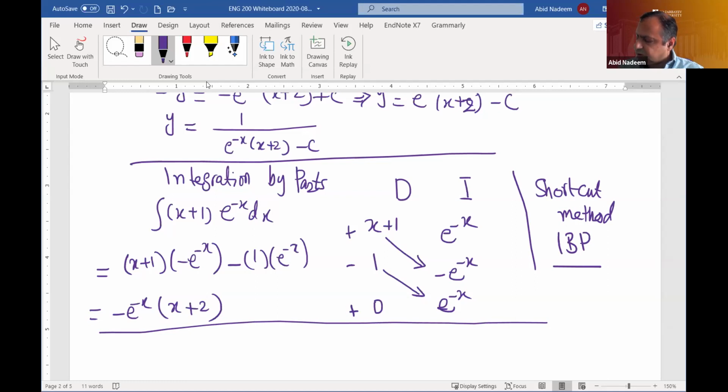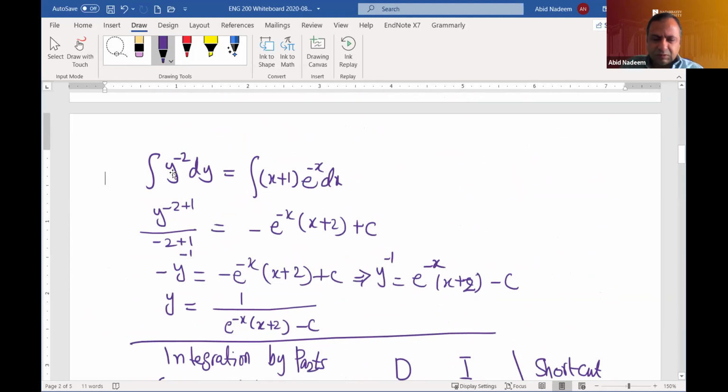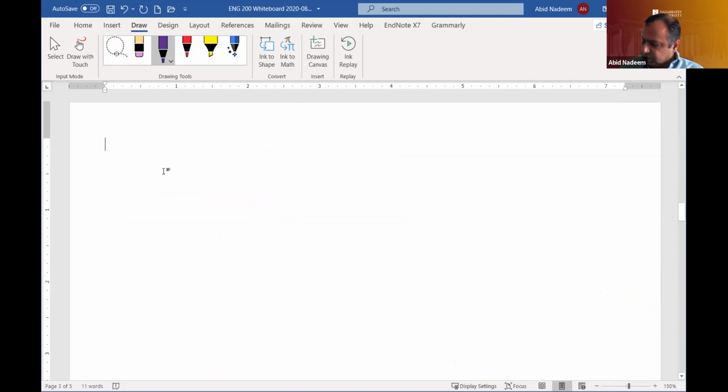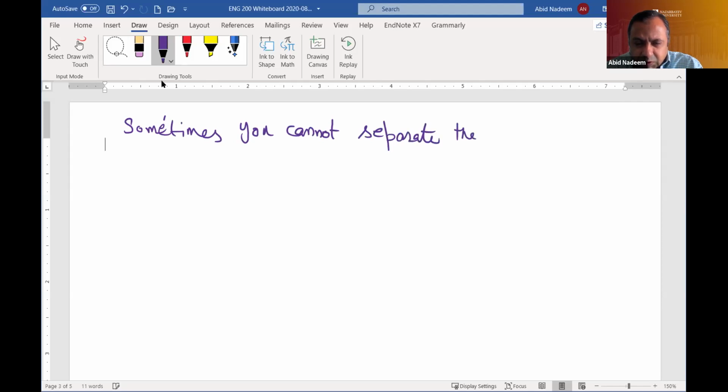The next topic is the integration for the separable differential equations. Let me show you another method. Sometimes you cannot directly separate the equation. So in those situations, you will need to do some kind of substitutions.